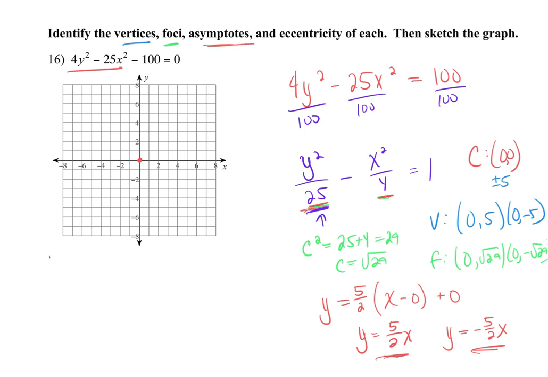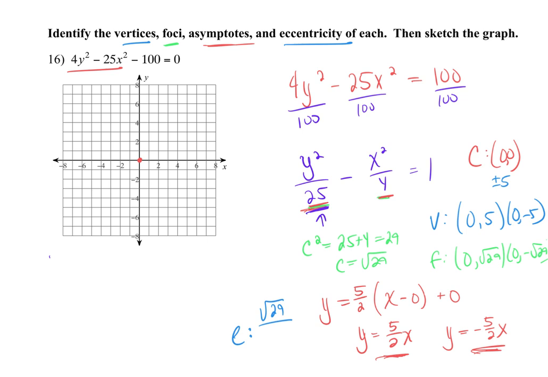So when you graph these, that's why you want it in slope-intercept form, y equals mx plus b. This specific one does ask for eccentricity. Remember, eccentricity is always c over a. So my eccentricity is always my c, which I found to be square root of 29, over my a.